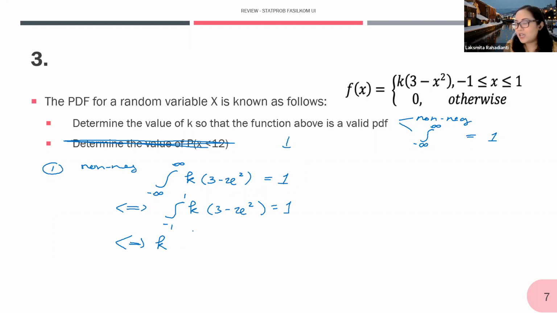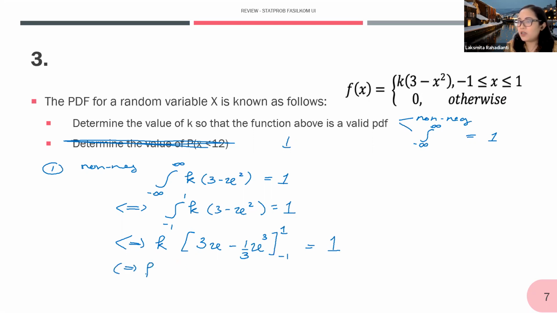And then I can integrate only the 3 minus x squared. Integrate that, I can get 3x minus 1/3 x cubed, to the power of 3. Do you say cube? No, that's Indonesian, right? Cubic. From the limits 1 and -1, it should be equal to 1.